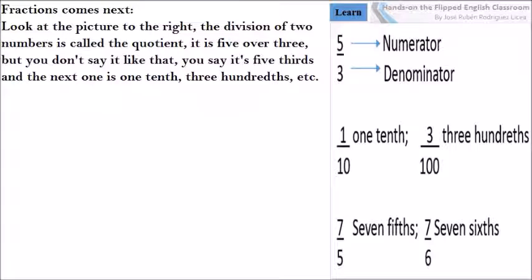Fractions come next. Look at the picture to the right. The division of two numbers is called the quotient. It is 5/3, but you don't say it like that. You say it's five thirds, and the next one is one tenth, three hundredths, etc.